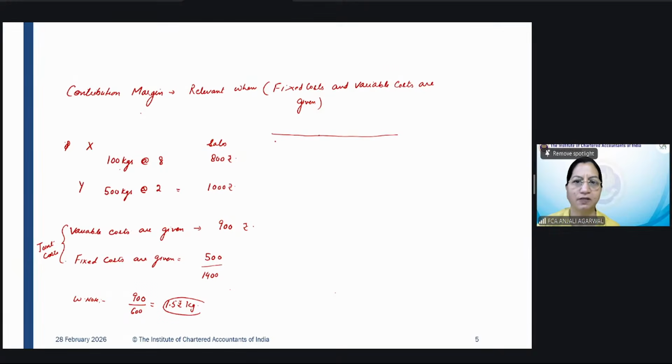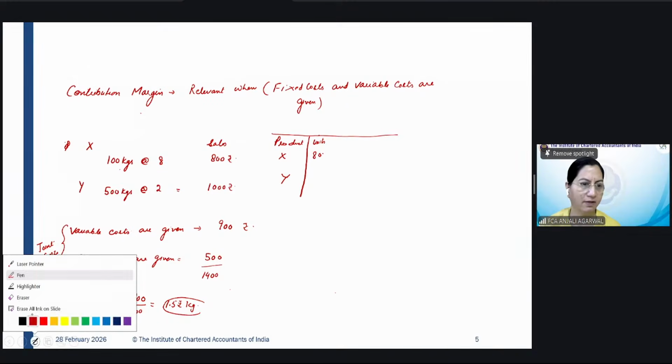Now you will take product X and product Y. So product X is sold for 8 rupees. So 8 minus 1.5 can give you 6.5 rupee contribution per unit. But we will take contribution in totality. So products are X and Y. Units or kgs are 100 and 500.